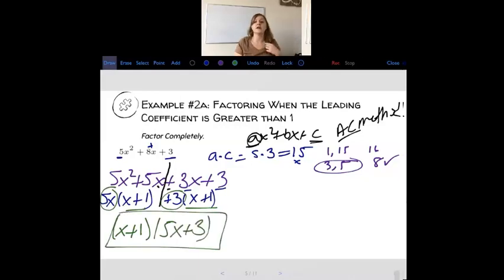Okay, so in summary, with the AC method, you multiply A times C. You use that number to find two numbers that multiply to that number but add to whatever B is, and then you use that to rewrite what's called the middle term, or the B term. Factor by grouping, and make sure that the x plus 1's, or whatever you have in that same spot, match, and then you're left with x plus 1 times 5x plus 3. So that's way number 1.